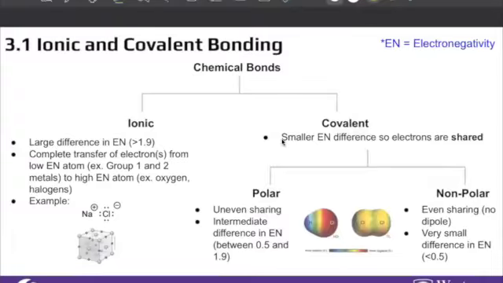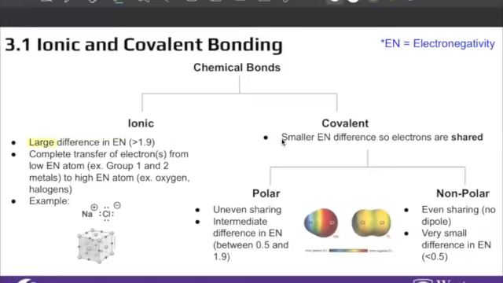If you want a number value for that, it would be a difference of greater than 1.9. But usually in your questions, you won't be given the actual numbers. It's helpful to know that it's going to be a bond between an atom with low electronegativity and an atom with high electronegativity.